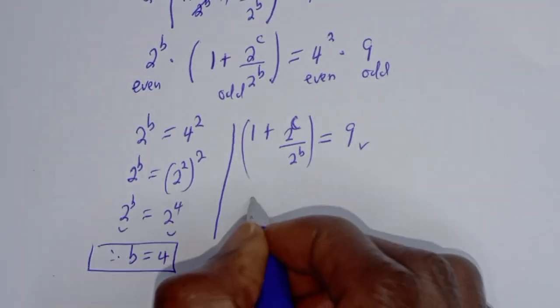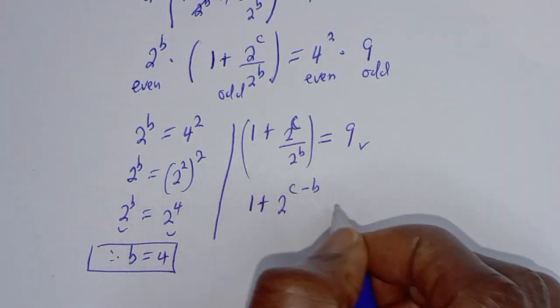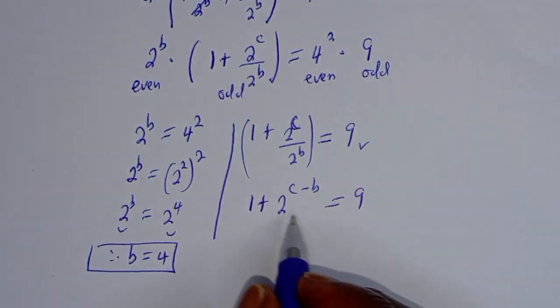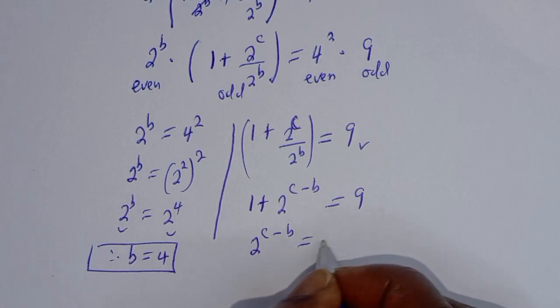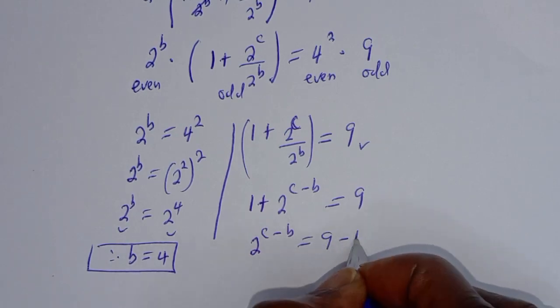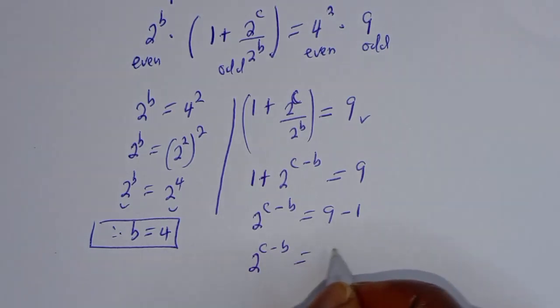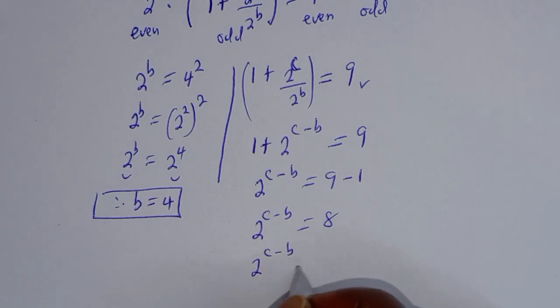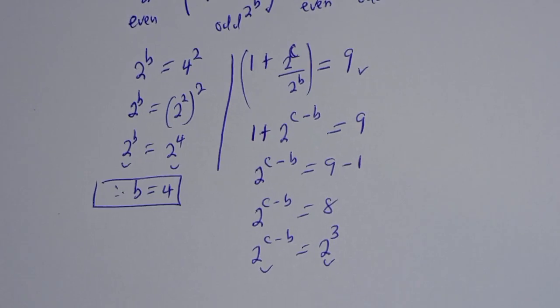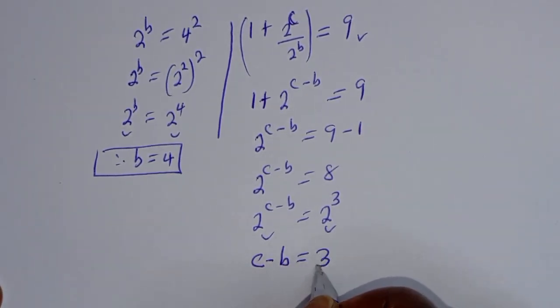And from this side, we have 1 plus, this can be written as 2 to the power of c minus b is equal to 9. Let's subtract 1 from both sides. We have 2 to the power of c minus b is equal to 9 minus 1. Then 2 to the power of c minus b is equal to 8. Now 2 to the power of c minus b is equal to 2 raised to the power 3. We have the same base 2. c minus b is equal to 3.